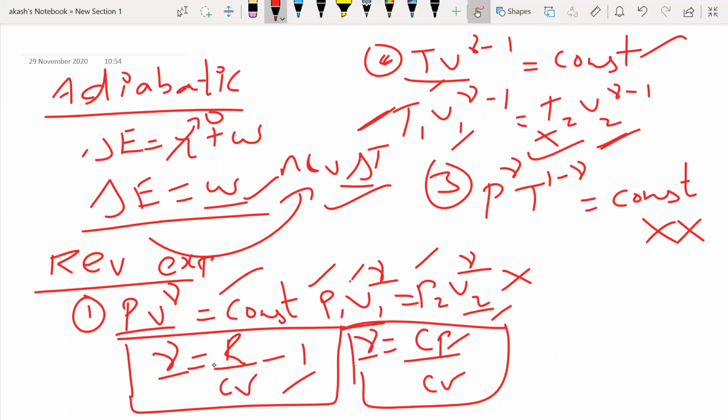Okay, so we saw two things. Isothermal reversible expansion, you have a direct formula for W. In adiabatic reversible expansion, you don't have a direct formula, but you have an equation connecting pressure, volume, and temperature. So you have to find T1 and T2, find your delta E, then find your W. That's how it goes in adiabatic.